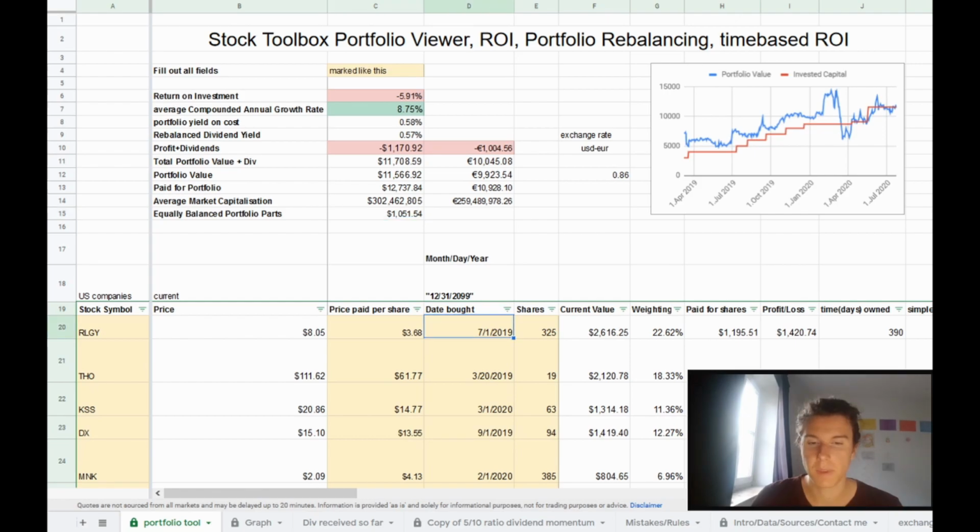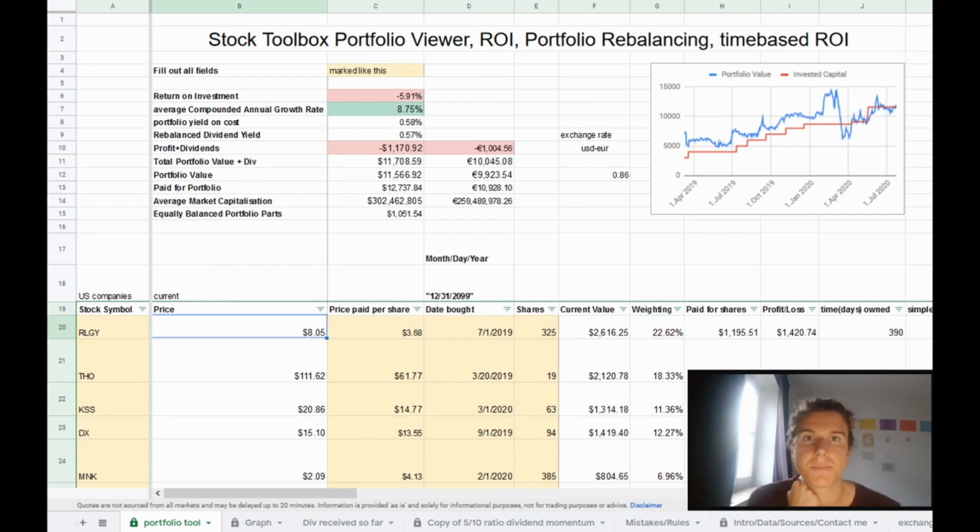Oh, right, and before I forget it, you need to put in your date when you bought the stocks in the American way, where you put the month first, then the date, and then the year, written like this, and it was the 1st of July 2019 when I bought these shares. I go through all of the different functions.